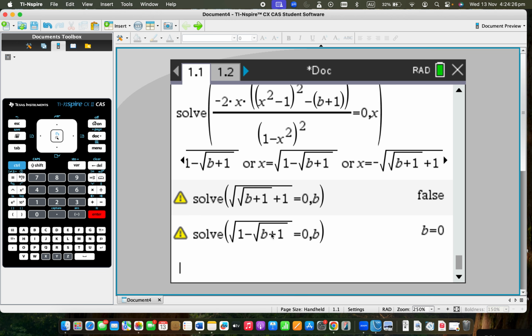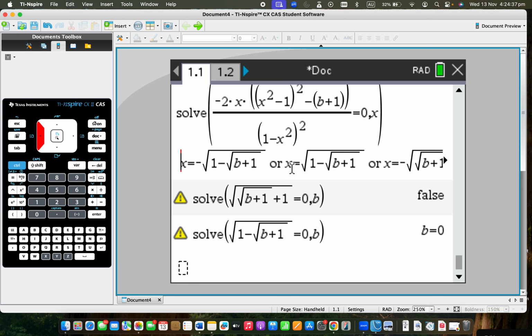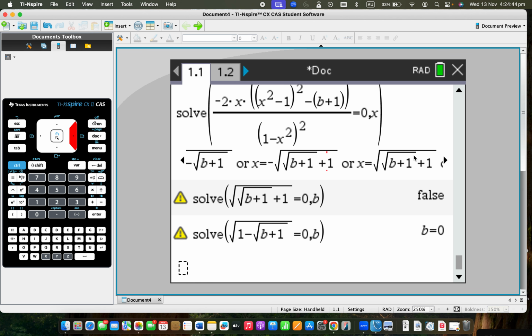B is equal to 0. Now if b is 0, what's that? That's going to have an extra one. So we just want this, that root b plus 1, to be undefined. Because even if one of them is 0, the other ones, like this one for example, is going to be square root 2, right? And that's an extra one.